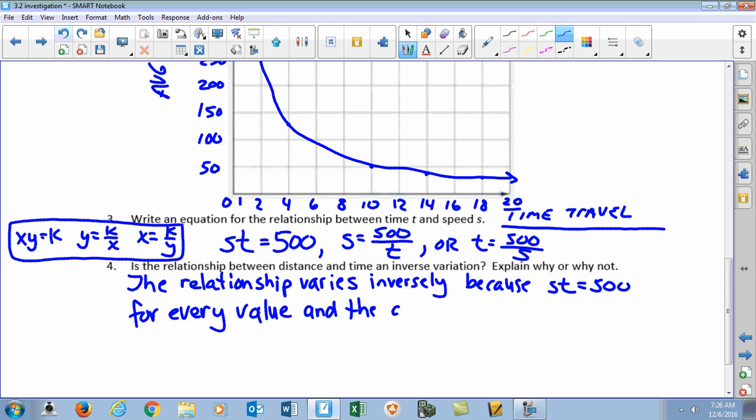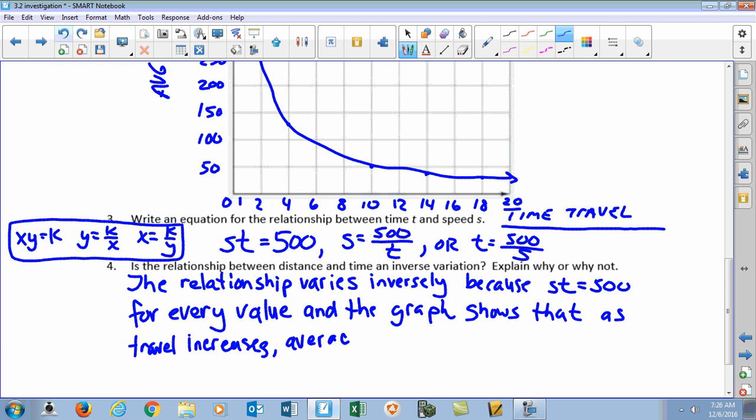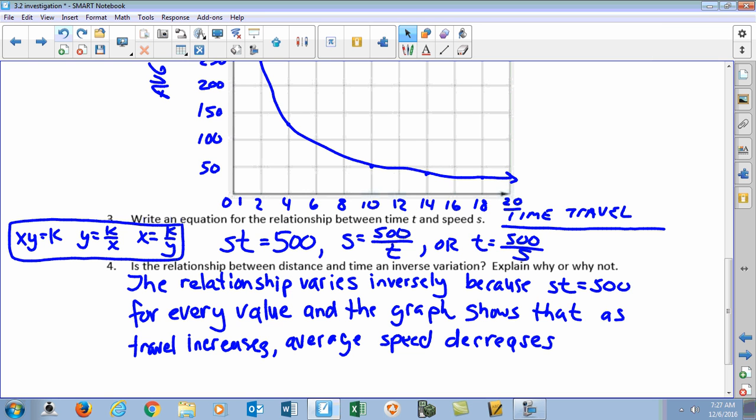And the graph shows that as time traveled increases, average speed decreases. Also, our table shows a non-constant rate of change. Okay, so that's how we can find inverse variation.